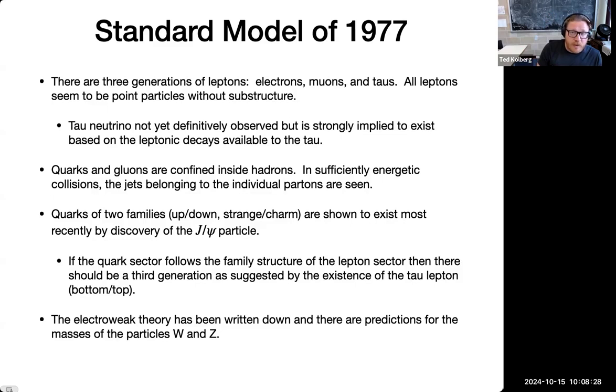And in lecture 7, I talked about some of the event shape variables that people use to prove to themselves that that was in fact what was going on.